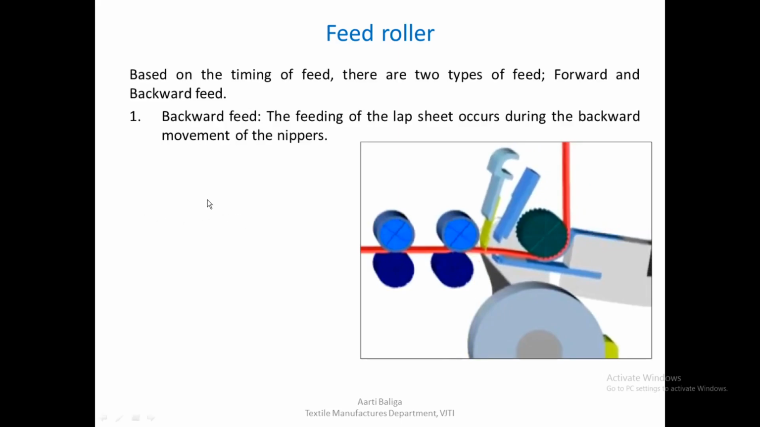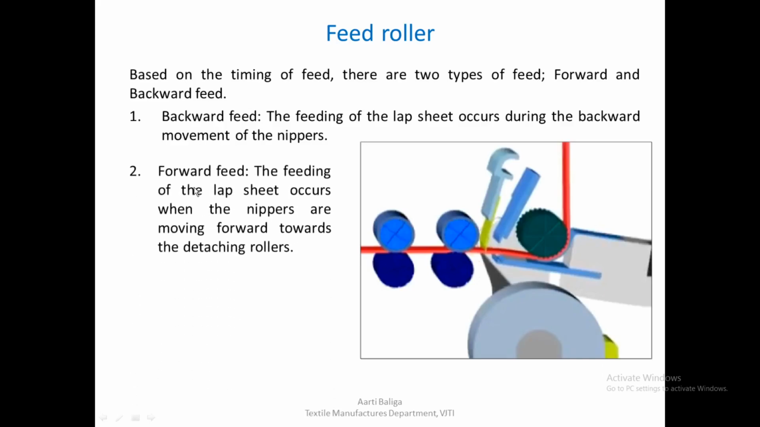In this particular video we saw that the feed roller rotates when the nipper assembly is moving towards the back, or in the backward direction. So this kind of feed would be a backward feed. Then what is forward feed? If the feeding of the lap sheet occurs when the nippers are moving forward towards the detaching roller, then that kind of feed would be called a forward feed.